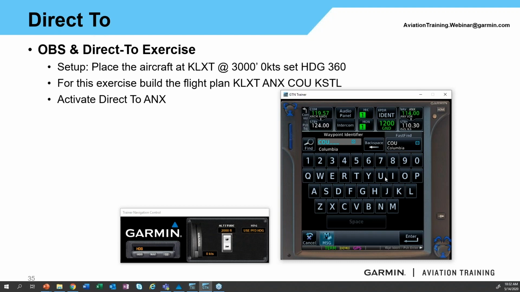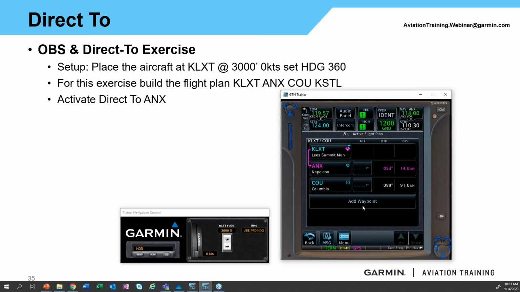We have COU. Now I want you to notice up in the top right-hand corner, I have this fast find. This is actually available on all of our platforms, 430 on up to 5,000. As we're typing in the fix, we can see the fast find. And it's also a confirmation, it's COU, it's a VOR DME to Columbia. I can just touch that or go down and press enter. So it's either the same thing.